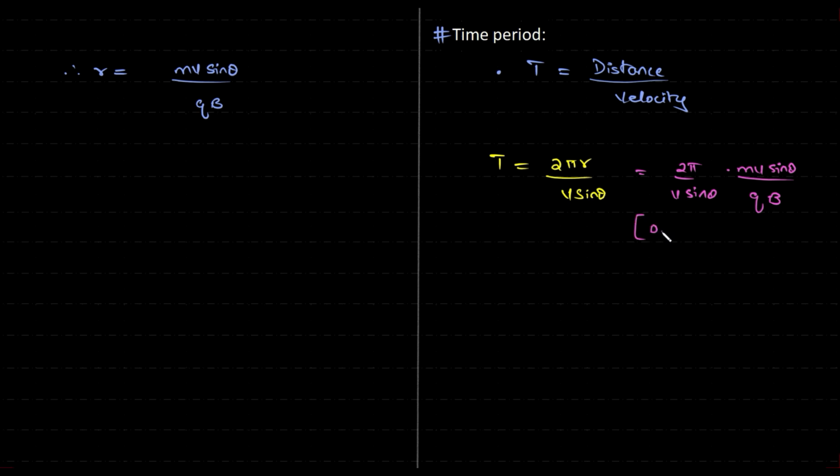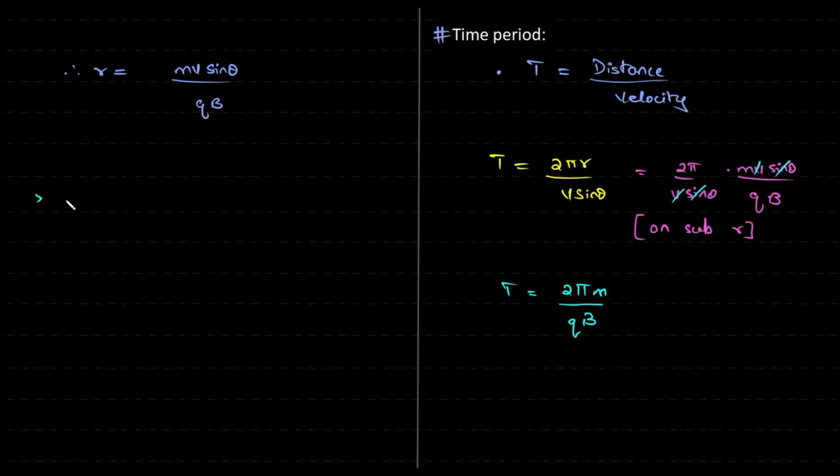This is on substituting r. So we have m, and v sine theta is common. So we have T to be 2 pi m by qB. So that's our time period.